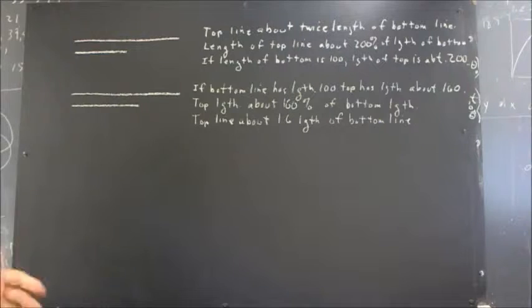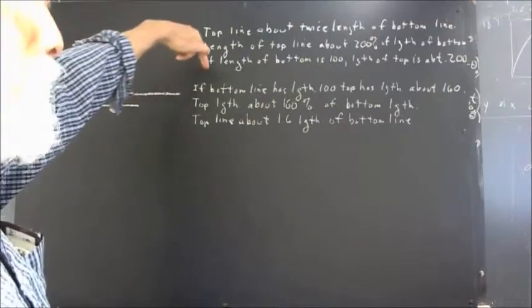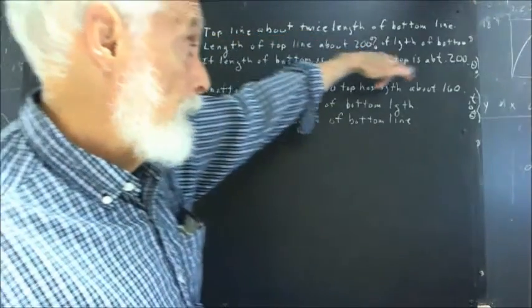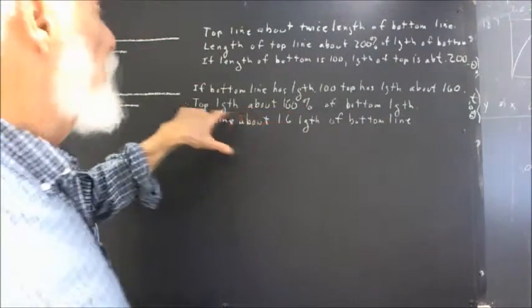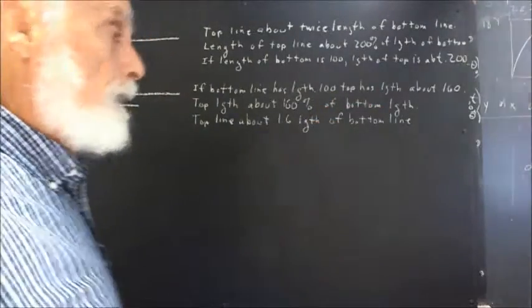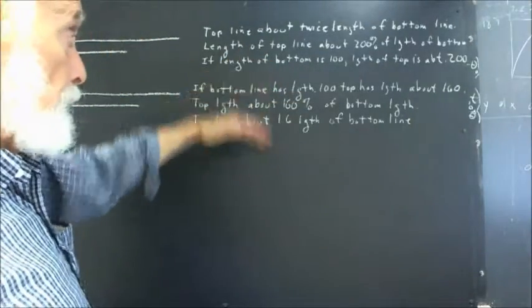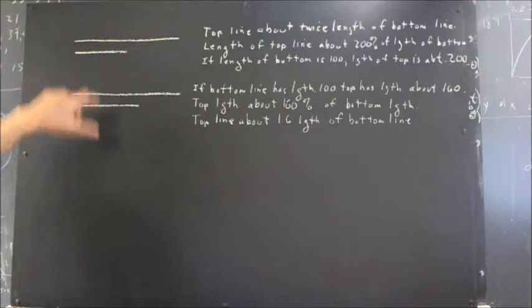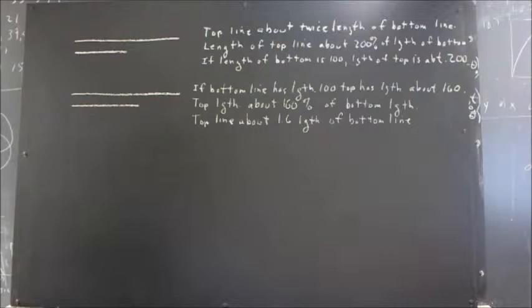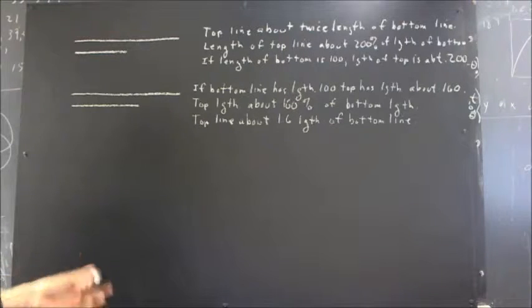So if our estimate is about 160 miles versus 100, we would say if the bottom line has length 100, the top has length about 160. Or the top length is about 160% of the bottom length. The top line is about 1.6 the length of the bottom line. We should understand in the first place that these are all equivalent statements and that they represent this picture relatively well. You might have decided that it's 150%, 1.5 times the length. Okay, that would be a perfectly okay estimate. You might have even decided 1.7.